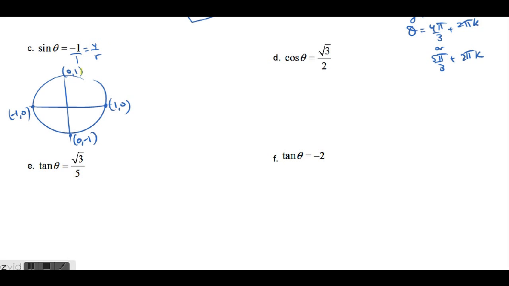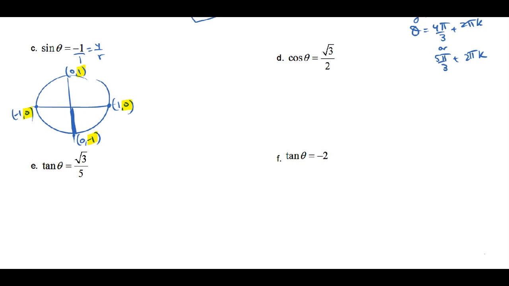So you're going to look for the y values. Where is the y value negative? And there's only one position here. You notice as you do these, you usually have two answers. In rare situations, you'll have one answer only, within one revolution, that is. And sometimes there's 3.